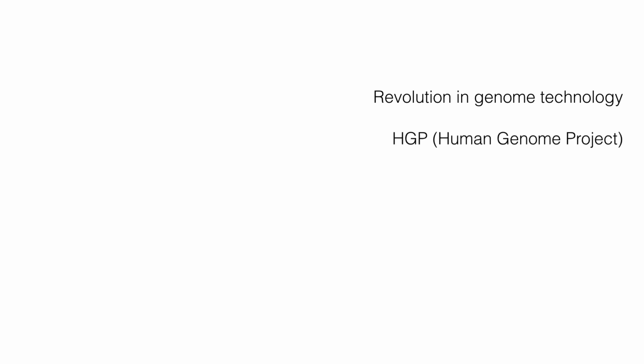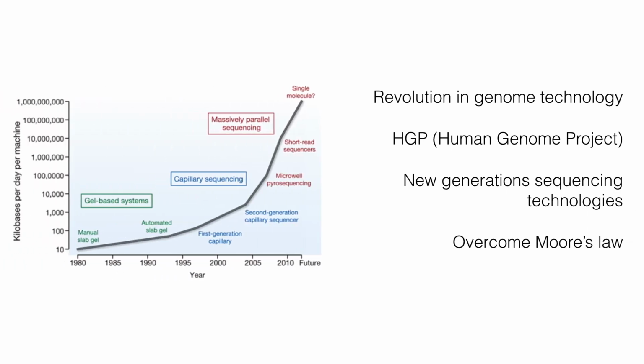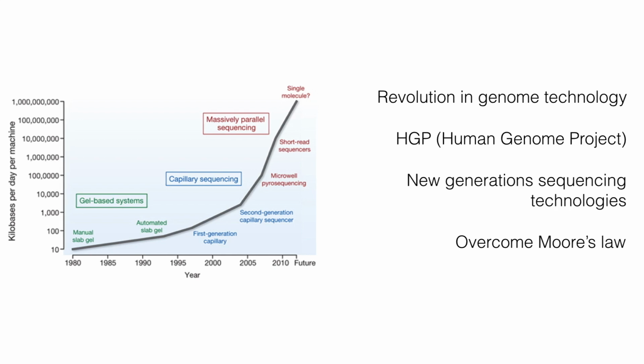This story is by no means finished. We're currently witnessing a revolution in genomic technology. Since the completion of HGP, the rise of the new generation sequencing technologies has allowed faster and cheaper genomes. In fact, the speed of genome sequencing has overcome Moore's law, and there is no end in sight. In the next lecture, we will look at the next generation sequencing technologies, or NGS.